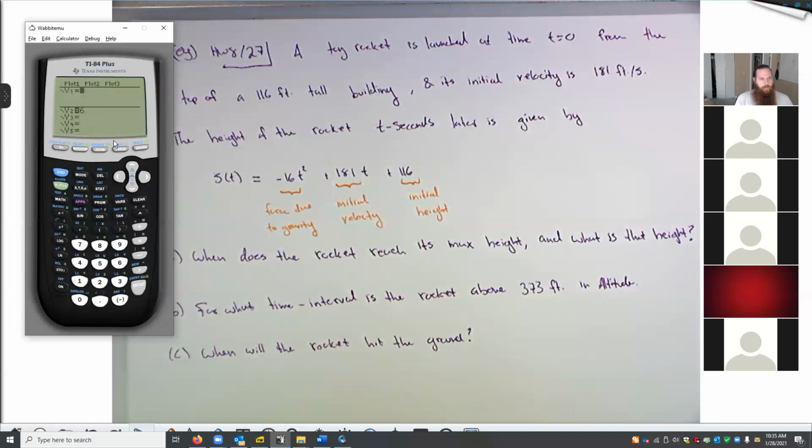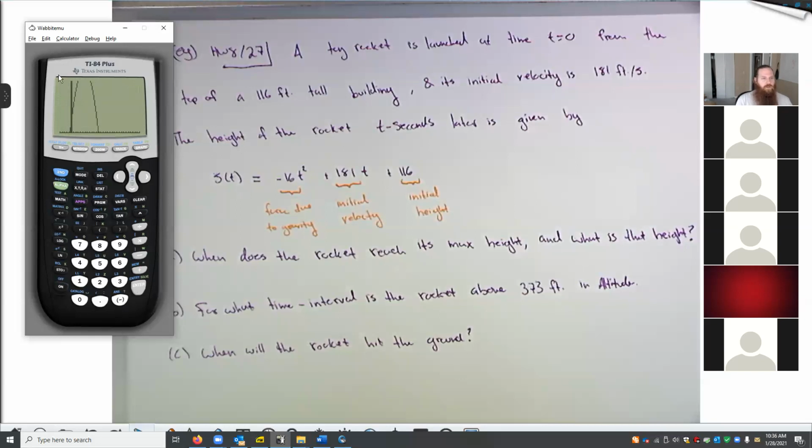So let me clear out both of these. Okay. So I've got -16. Remember to use this button down here for negative. -16 x squared plus 181x plus 116. Let's look at the graph I get.